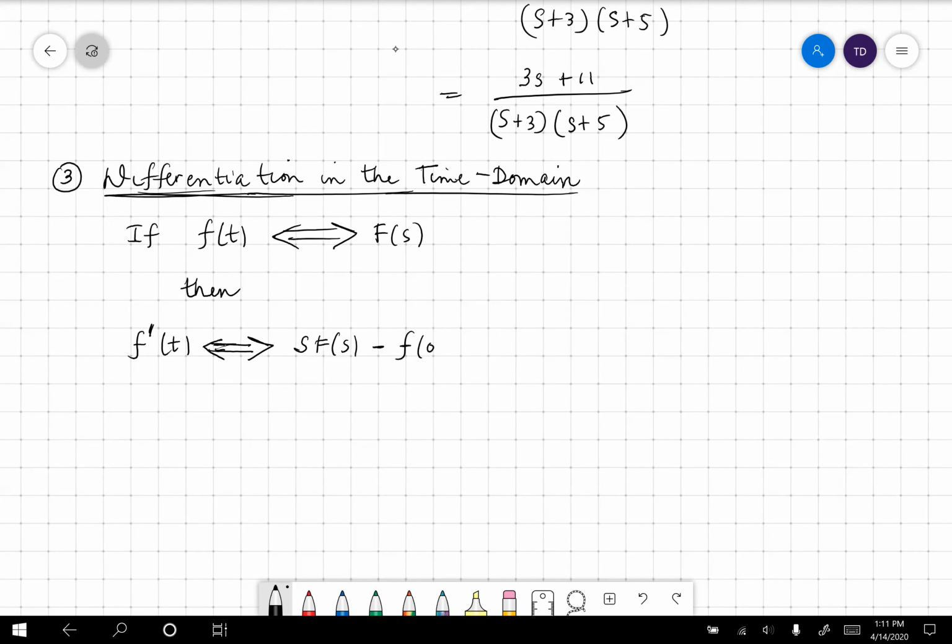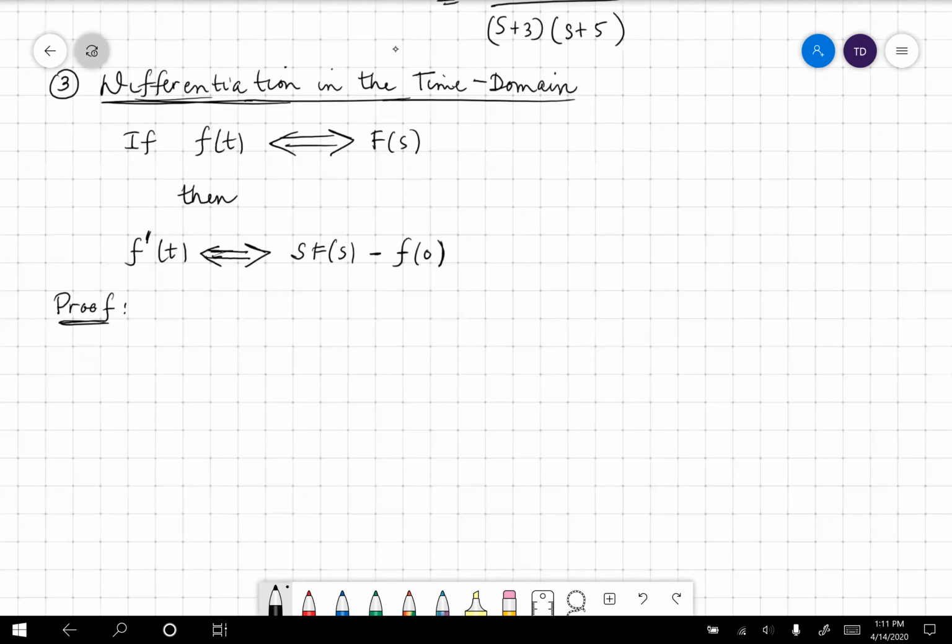Now, a lot of books use 0 minus or 0 plus here. I'm going to stay consistent and just use 0. So don't worry about the 0 minus or the 0 plus. f of 0. Let's prove this before we use this example.